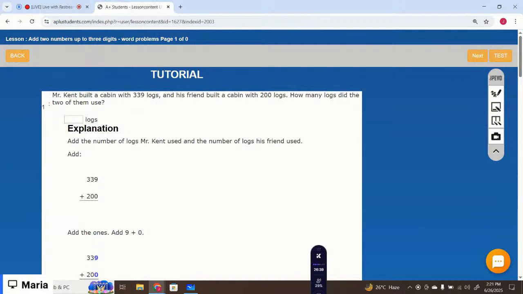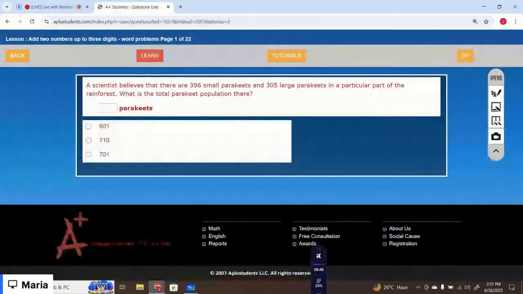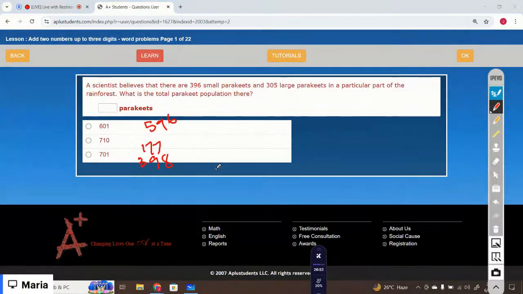Let's just start with the test questions. A scientist believes that there are 396 parakeets and 305 large parakeets in a particular part of the rainforest. What's the total parakeet population? There's 305, so which is the correct option?